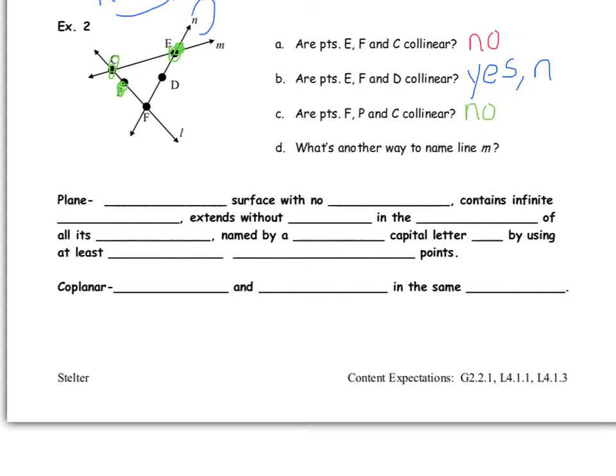And what's another way to name line M? Well, line M is right here. So we could call that line CE because of the letters, or EC, doesn't matter. So CE with the double-headed arrow on the top, or EC.